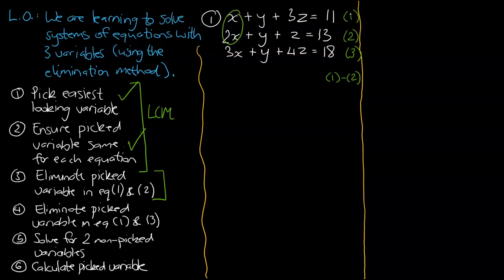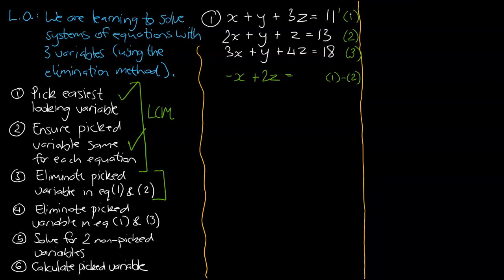So we initially need to start off with the x's. X minus 2x is going to be negative x. We're then dealing with the y's. Remember, this is what we want to go away. Y minus y is 0, so they're gone. And then we're moving on to the z's. 3z minus z is going to be positive 2z.